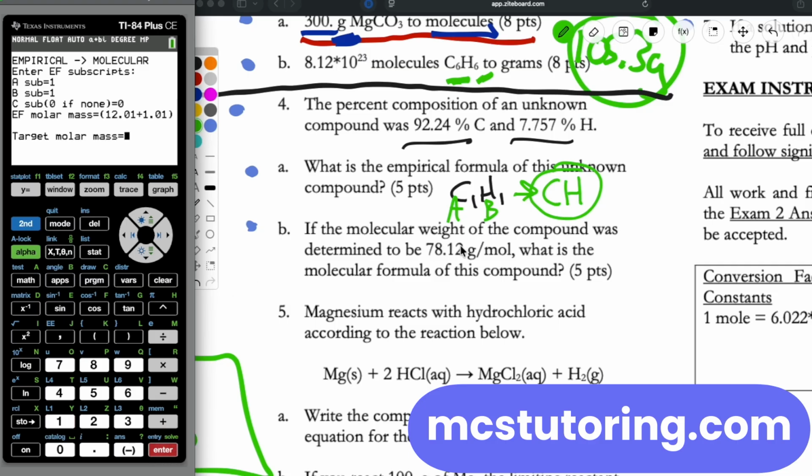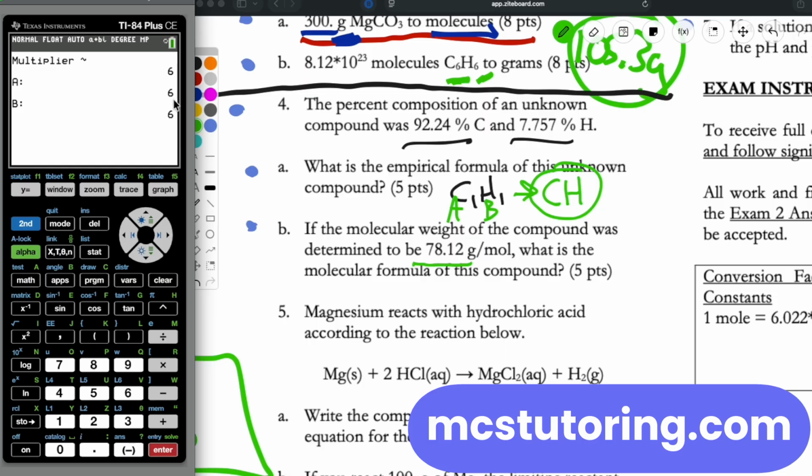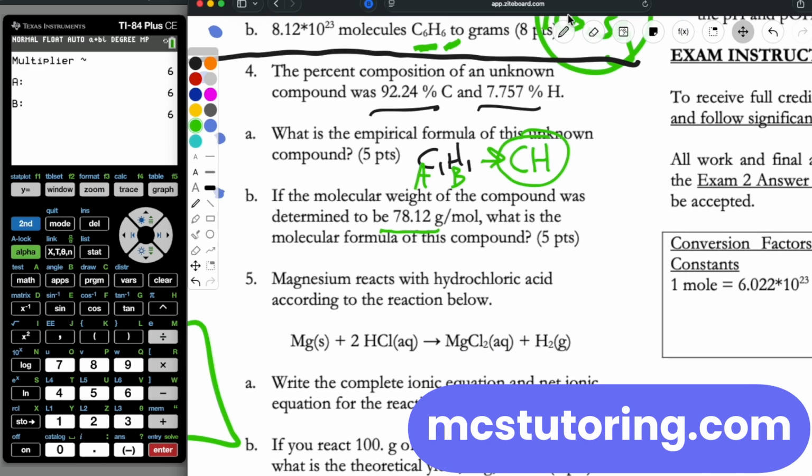Okay, the target molar mass, we're going to say molecular weight, 78.12. Let's see if this is right. Okay, good. The multiplier is 6, so the A subscript is 6, B subscript is 6. So I think this is benzene. I'm not sure. Look, flame me in the comments. I'm definitely not a chem guy, and I make no pretensions. I'm just trying to help people out with chem here. C₆H₆ would be the molecular formula, and that's how you do those.